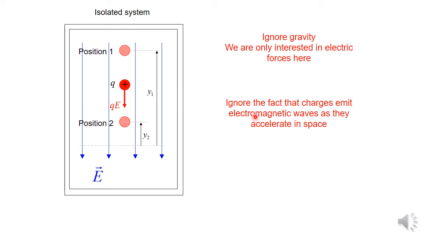This is something that we can't deal with at this level in this course, and is given in much higher level courses. So for our case, we just have a charge that's accelerating in an electric field, and the only energies we're going to be looking at are the kinetic energy and the potential energy.